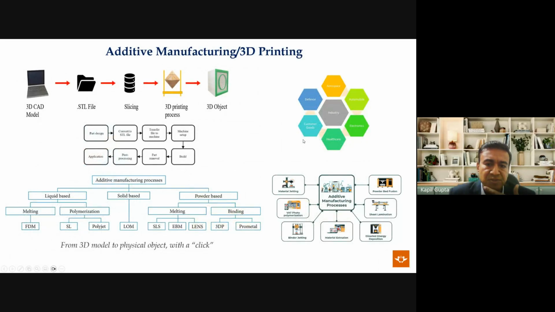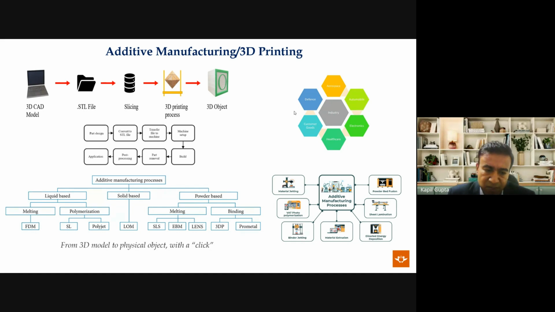Additive manufacturing: these are very basic things. Geometric modeling, tessellation of the models, and then slicing, the 3D printing process, and then building the 3D object, and then receiving the 3D object, and if required, doing some post-processing, and that's it. This is the process sequence in additive manufacturing or 3D printing. And 3D printed components are being used everywhere, whether it's defense, consumer goods, healthcare, biomedical applications, everywhere.